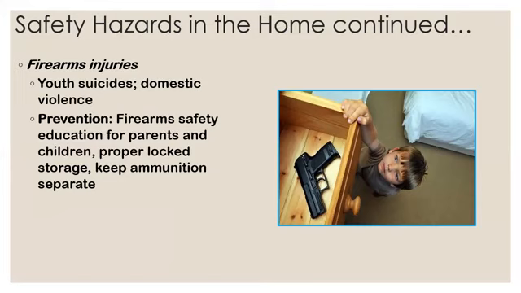Household access to firearms has been implicated as a risk factor for youth suicide and domestic homicide, as well as unintentional injury. Because of the frequency and severity of unintentional firearm injuries involving children, the American Academy of Pediatrics and other groups have mounted efforts to educate parents about firearm safety. Firearm safety education for parents and children is a super important intervention for these patients and their families. Make sure that they know about proper locked storage, to keep ammunition separate from the gun, and to keep the gun unloaded.